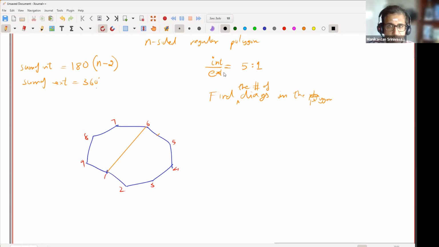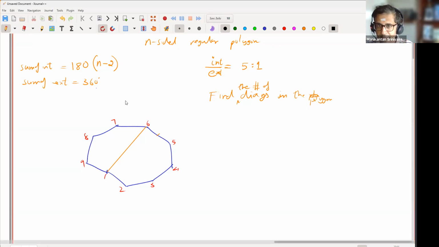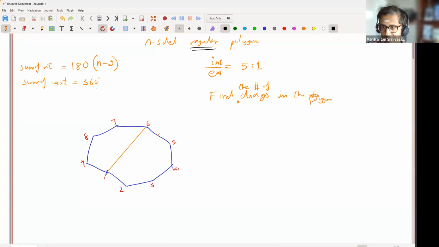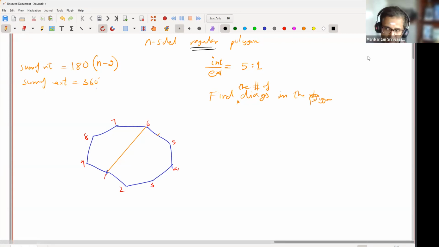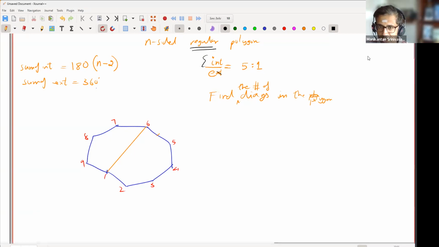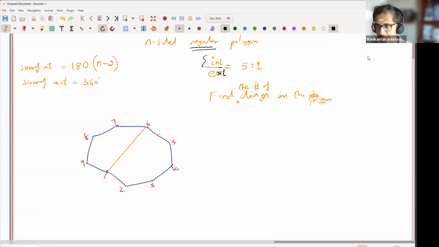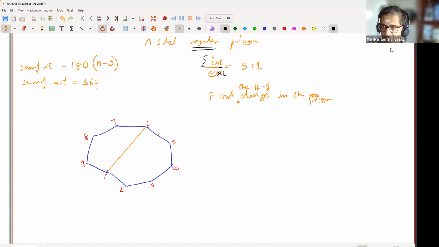Now, back to the original small puzzle that I gave. In an n-sided regular polygon, where each angle and each side are the same, all the angles look equal, all the sides look equal, the ratio of each interior angle to each exterior angle is 5:1. For such a polygon, find the number of diagonals.